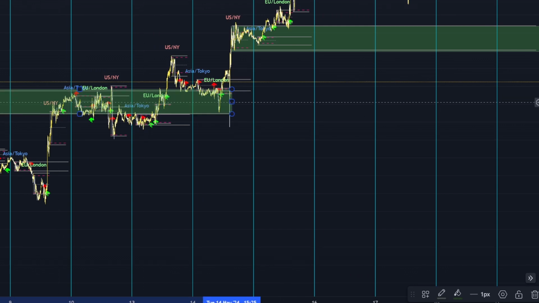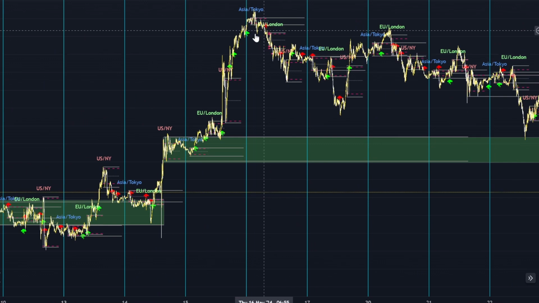For example, this was the previous Tuesday. Price was using it as resistance, broke through, and then used it as support and had crazy momentum to the upside. So if you're into swing trading, consider using the extended Tuesday line.